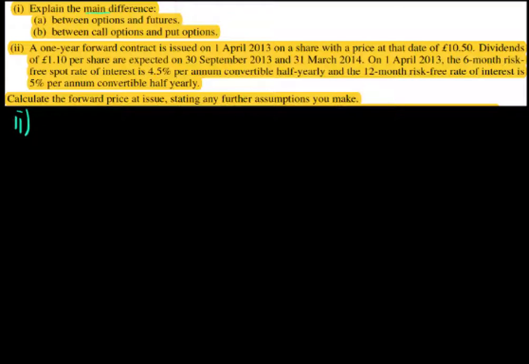So here we are. A 1 year forward contract is issued on this date on a share with a price of £10.5. So we're looking at 1 year, starting here, and we've got £10.5. Dividends of 1.1 per share are expected on the 30th of September, so halfway through the year, and then at the end of the year, 1.1. On that date, the 6-month risk-free spot rate of interest is 4.5% per annum, convertible half yearly, so we can just divide that by 2 to find the effective 6-monthly one. And the 12-month risk-free rate of interest is 5% per annum, convertible half yearly.